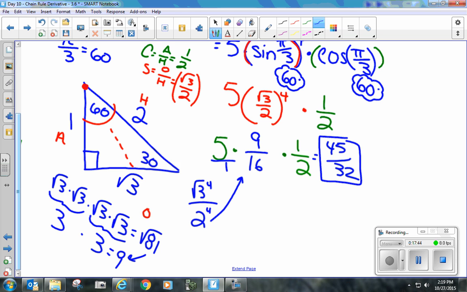Because the cosine of 60 is 1 half. Right here. The cosine of 60 is 1 half. Okay?